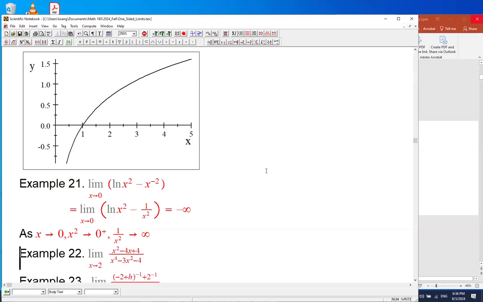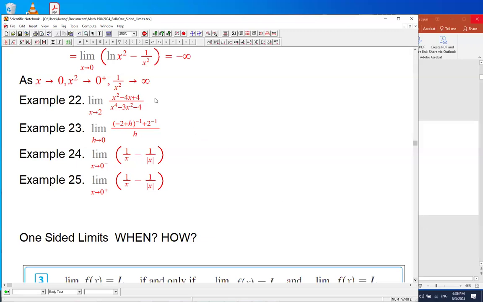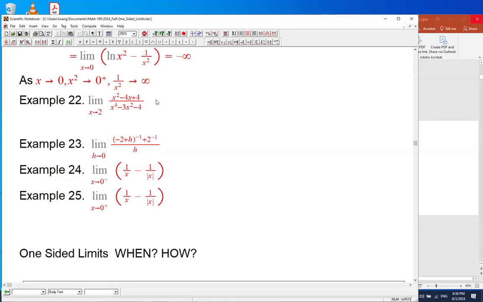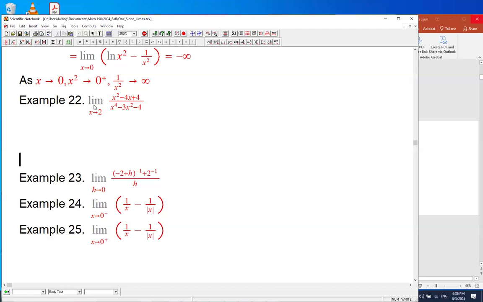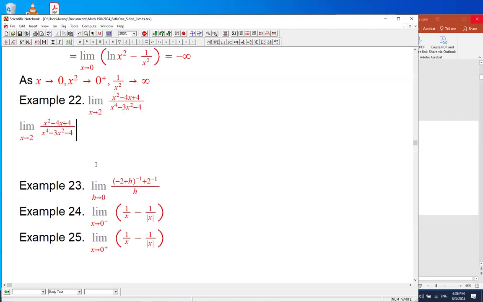Okay, there's simplification. You can try to simplify. It's not gonna make it. Okay, maybe I'm going a little faster. All right, number 22. Number 22, if you try to factor, most likely it's not gonna work. I'm sorry, if you try to use the limit law, it's not gonna work. So you can pause and try that.